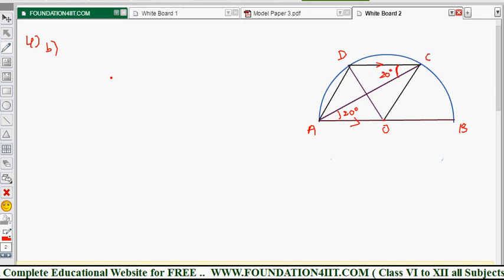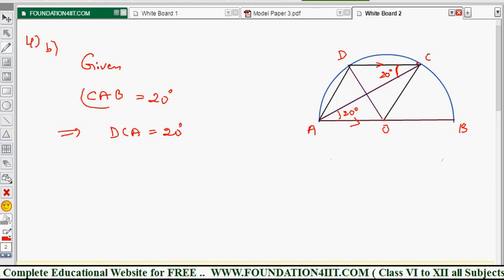Angle CAB is given as 20 degrees. Then based on this, since CAB is 20, angle DCA is also 20 degrees. And one more is angle COB.